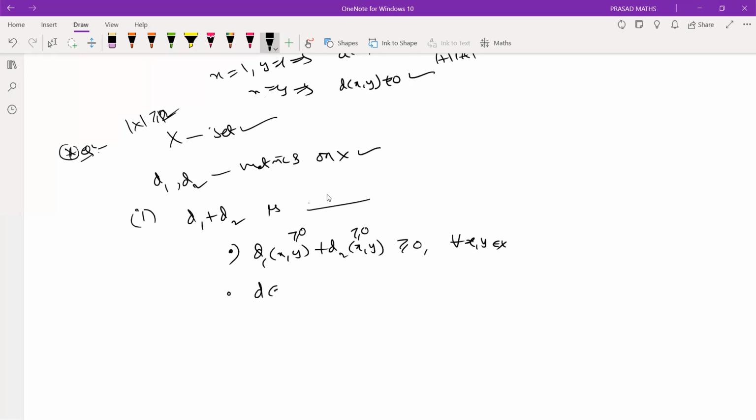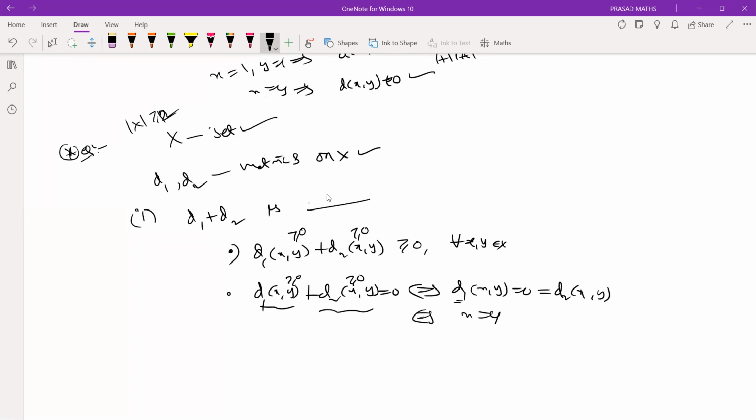So what is the second property? D1 plus D2 of x comma y is 0. You know that it is non-negative. Sum of non-negative is 0 if and only if each one of them is 0. Each one of them is 0, because it is non-negative. So you know that D1 is a metric. That means what? x equals y. Therefore, the second property is also true. Even the symmetry property is also true.